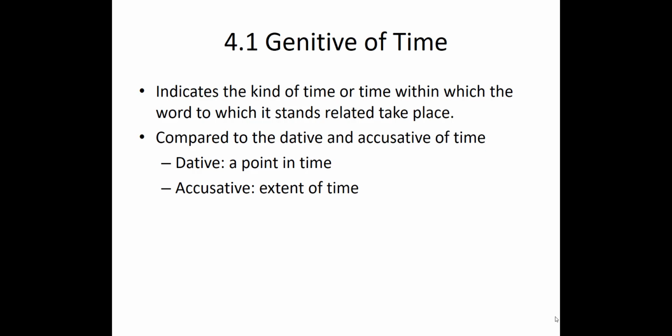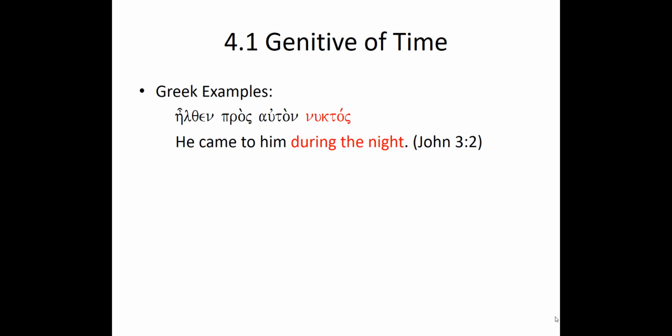Accusative would be extent of time, duration of time. So when we do genitive of time, we're doing kind of time, or time within which. See if you can add the words during, at, or within. John 3, talking about Jesus and Nicodemus. Eilthen pros auton nuktos. He came to him during the night, at the night kind of a time.